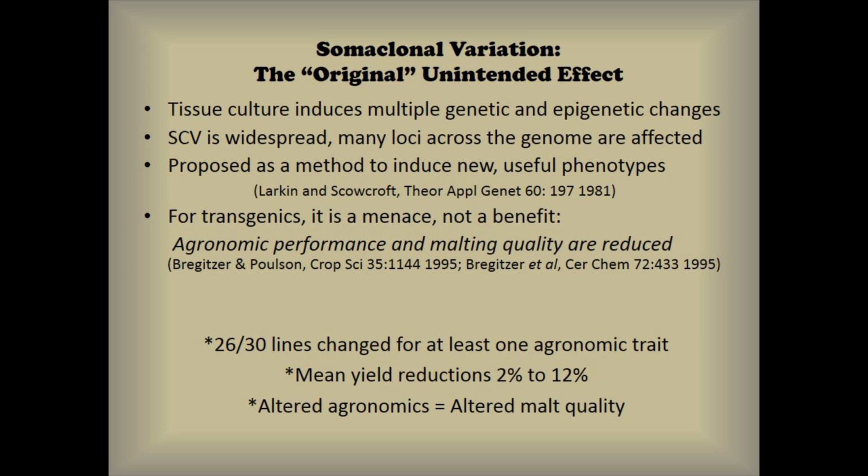And so this said to us that one of the things that we were going to have to do in producing transgenic barley plants was deal with this somaclonal variation. Now, at the time of these studies, transgenic barley had not yet been produced. So this is just what we see by passing the materials through tissue culture.